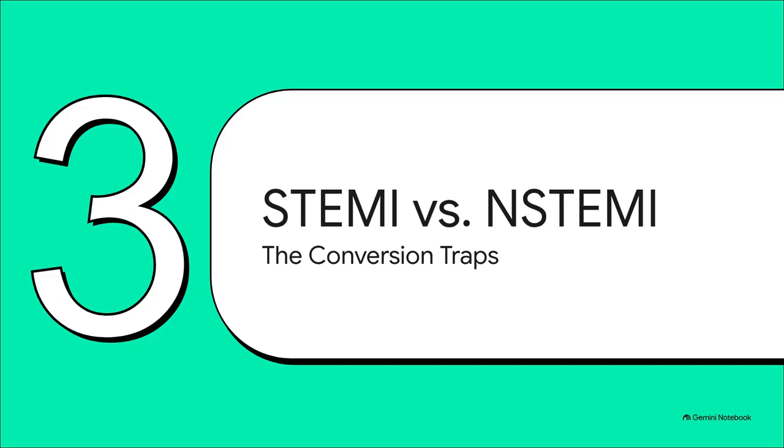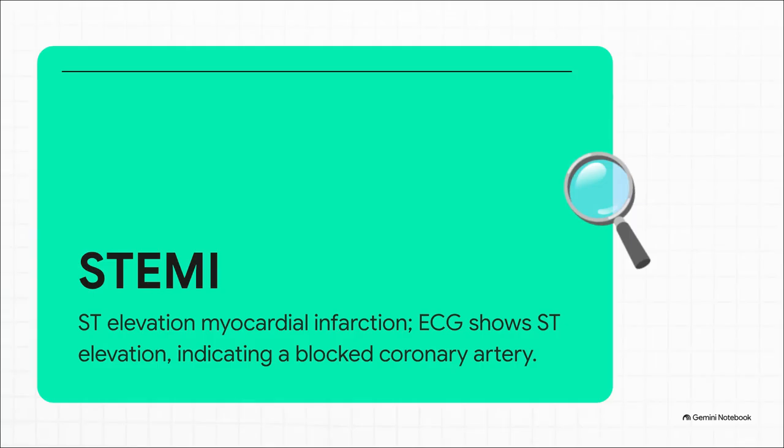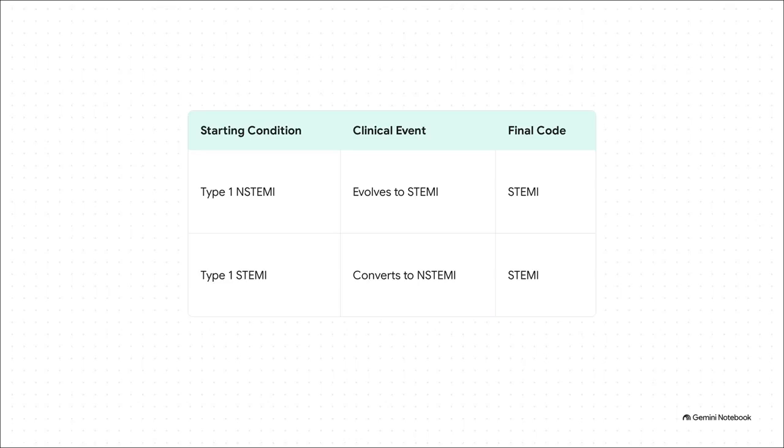All right, Section 3, STEMI and NSTEMI evolution and the conversion traps. Just to level set clinically, a STEMI, ST elevation myocardial infarction, means a totally blocked coronary artery. It is the most critical, severe type of AMI. And because it's so severe, ICD-10-CM guidelines practically bend over backward to ensure you capture that severity on the final claim. Here's how that plays out during a hospital stay. If a patient comes in with an NSTEMI, but it worsens and evolves into a STEMI during their care, you code the STEMI. The worst-case scenario wins.